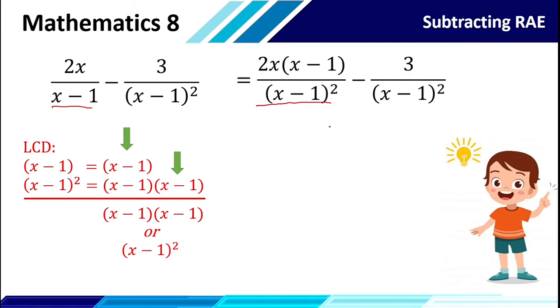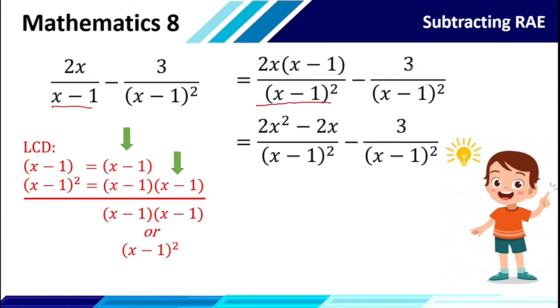And here, why did I write 3 here? Because we know that when we divide x minus 1 squared by itself, that will be 1 times 3, therefore it is 3. Next is to use the distributive property to simplify our numerators. So we will have 2x squared minus 2x on our first numerator, and we will have 3 over x minus 1 squared on our second fraction.